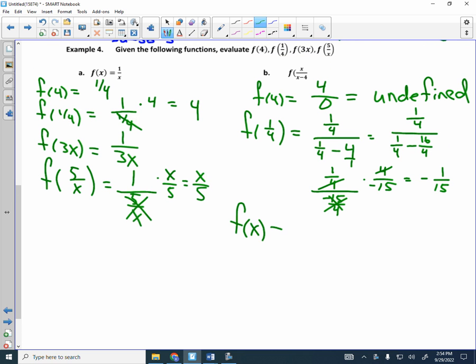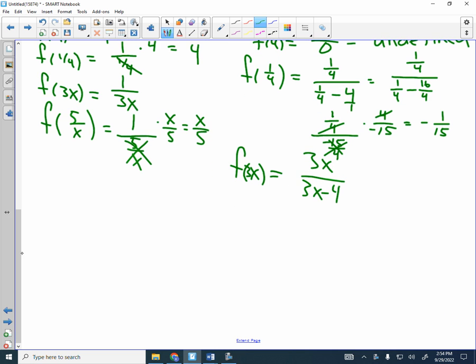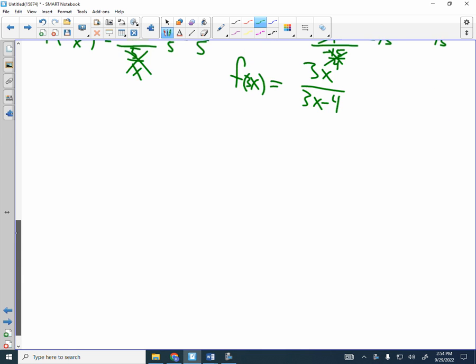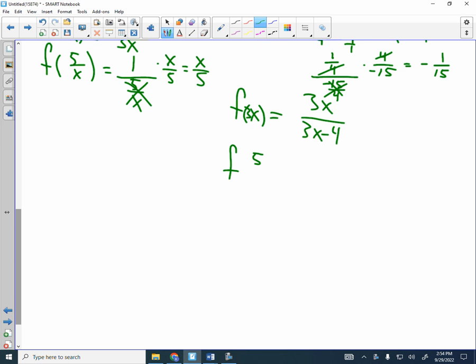What is f of 3x going to be? Yep. Piece of cake, right? But if we try f of 5 over x, what does that look like if I write it out? Good. 5 over x on top, then 5 over x minus 4.